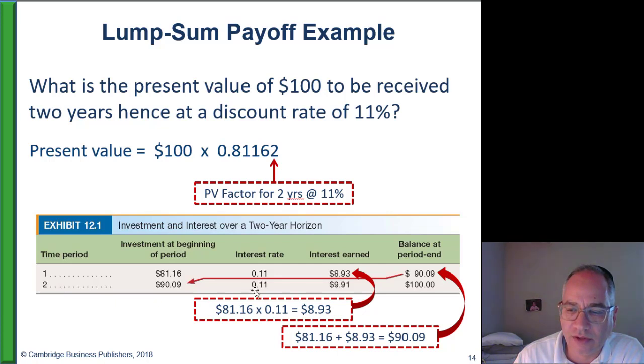So here you can see they're looking at this, that $100 for 1 year would be 90.09. And for 2 years would be 81.16. So basically the way the math would work is $81.16. That's the present value. The interest on that is $8.93. So by the end of the first year, if you invested it, you have $90.09. Then you charge 11% on it again. You have $9.91, and then the balance at the end of the year would be $100. So this would be what we call a lump sum, present value of a lump sum.